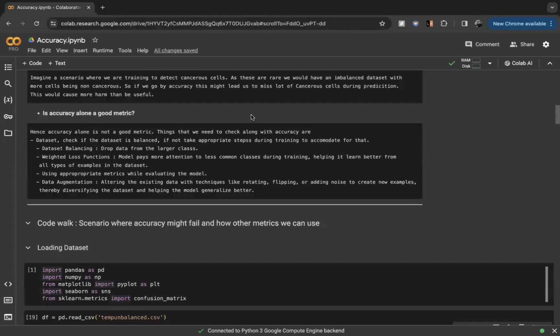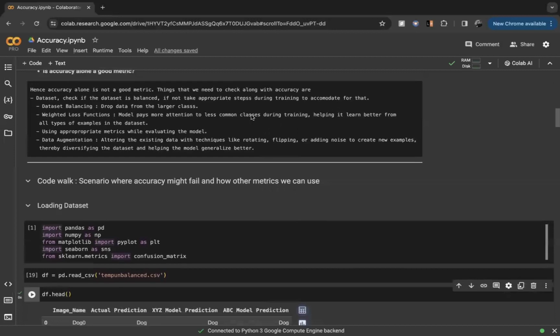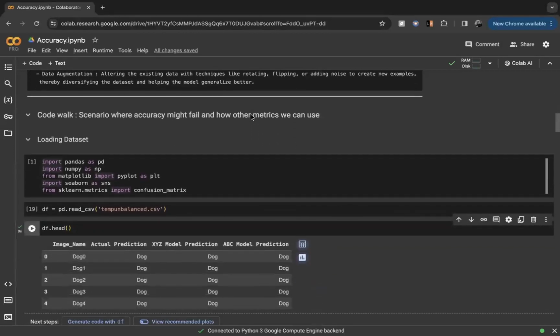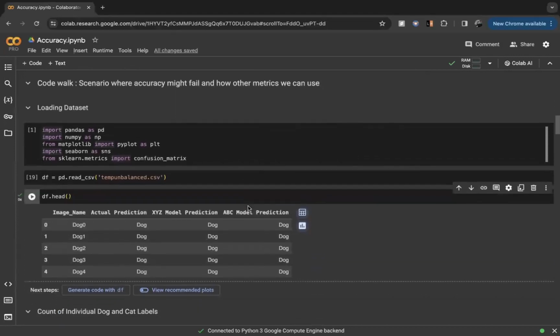Now let's take an example of a scenario where the accuracy metric might fail. In the data set, we have the image name, the actual prediction, that is the ground truth, and the predictions from the XYZ model and the ABC model. Let's visualize how the data looks.